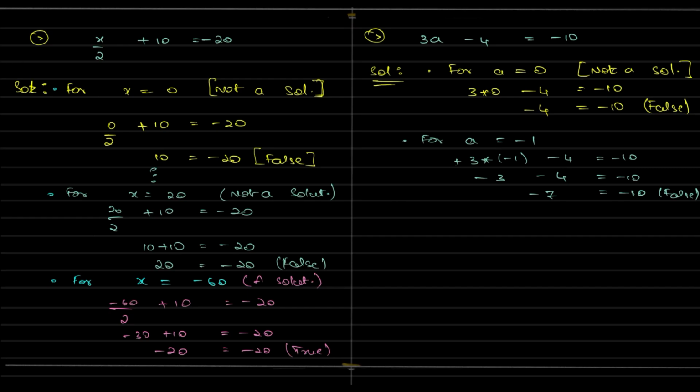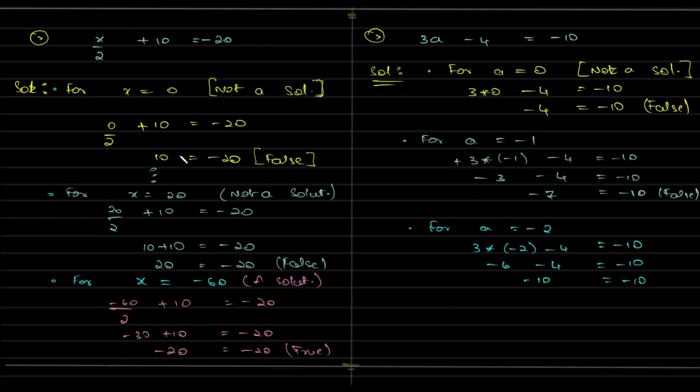So let's try negative 2. I think we are close by. For a is equal to negative 2, 3 into negative 2, minus 4, equal to negative 10. So this is negative 6, minus 4, negative 10. Oh, negative 10 is equal to negative 10. This we got easily. Actually, I wanted to make it tough. Apparently made it easy.